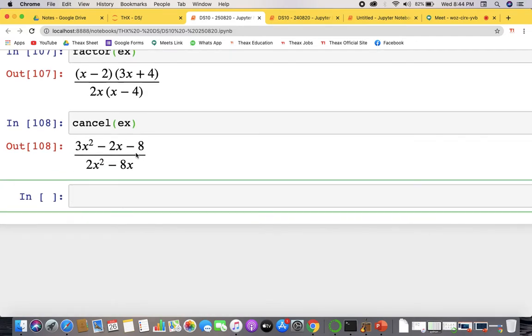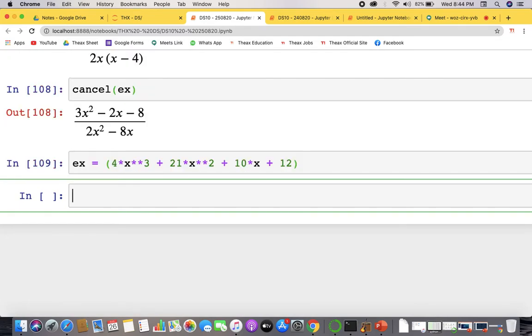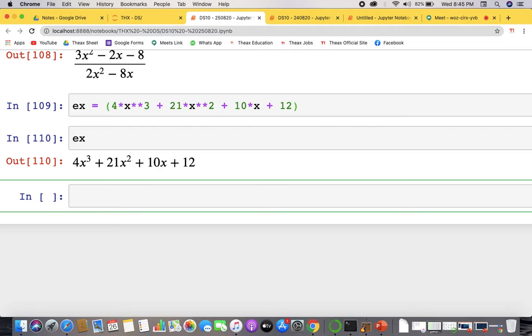Okay. So you can use these factorizations and all. If you know about partial fractions, we use partial fractions to write up the equations and solve them, for differentiations and all. So let's say there is an expression that is 4x cubed plus 21x square and plus 10x plus 12. So this is a kind of an expression.